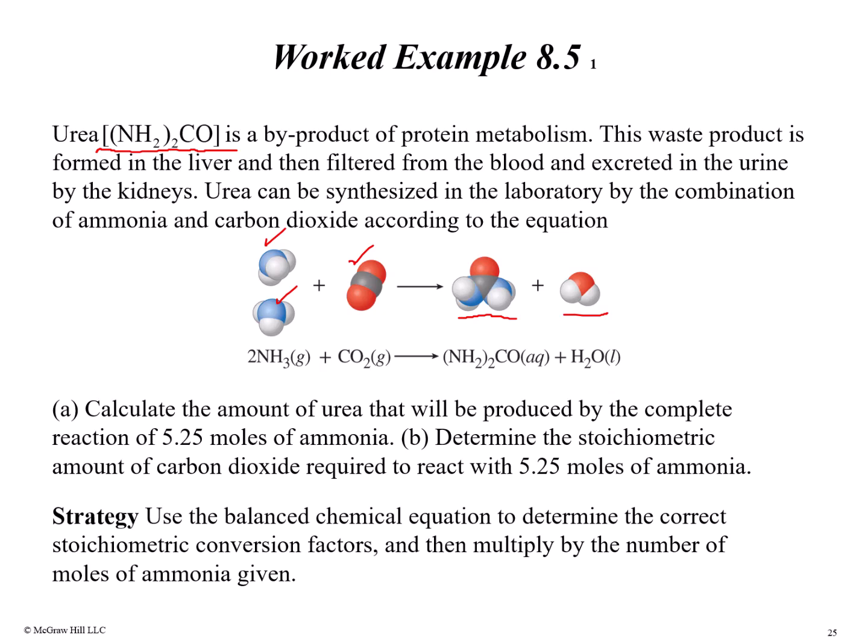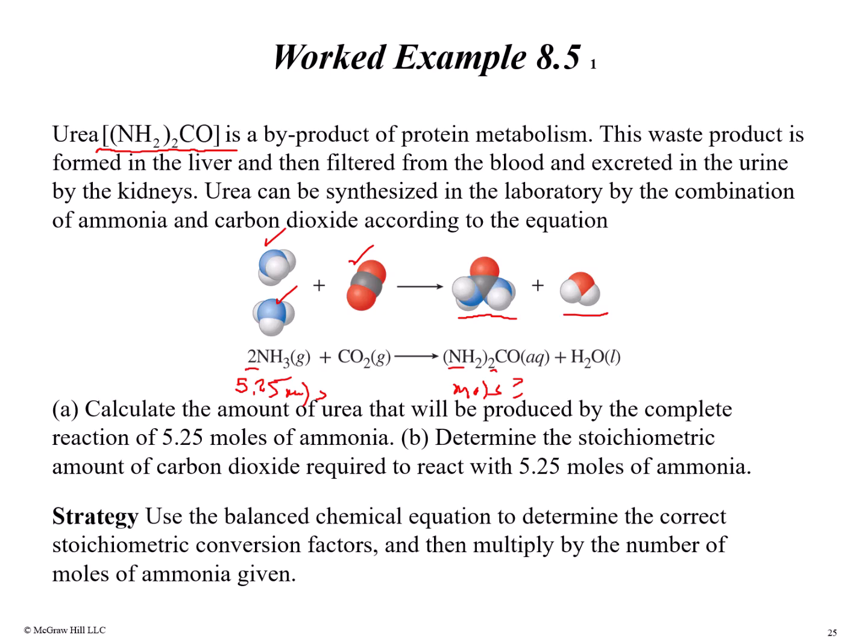So this equation's balanced. We got 2 nitrogen on the reactant side, 2 nitrogen on the product side, 2 times 1 there. We've got 1 carbon on both sides. We've got 6 hydrogen on both sides, and we have 2 oxygen on both sides. So the equation's balanced. And the question is, if I have 5.25 moles of ammonia, how much urea would be produced? So if I've got 5.25 moles of this, how many moles of urea is going to be produced?